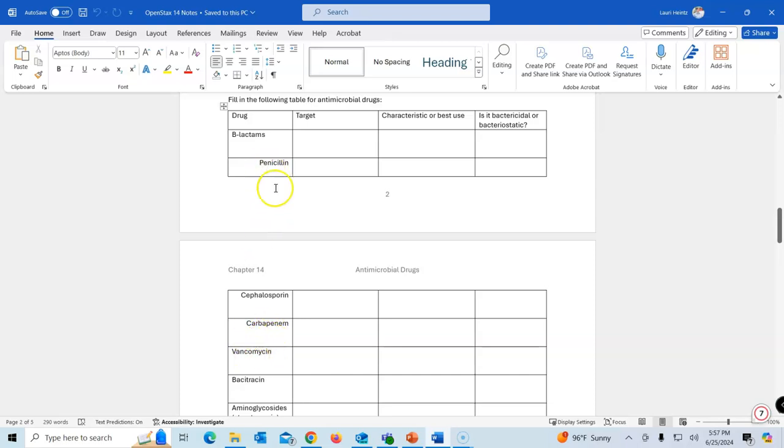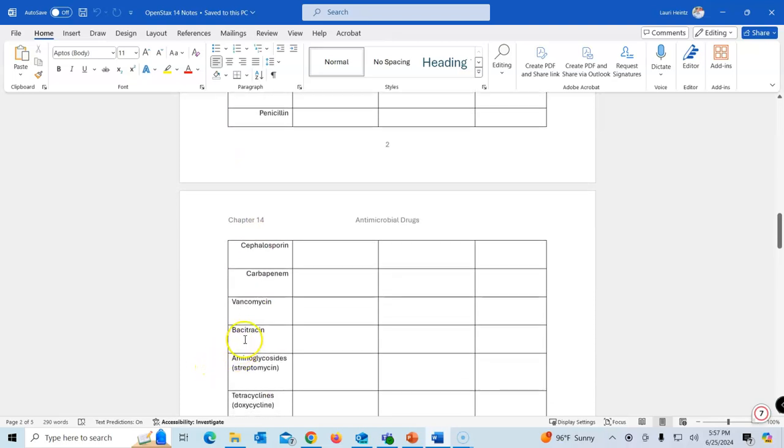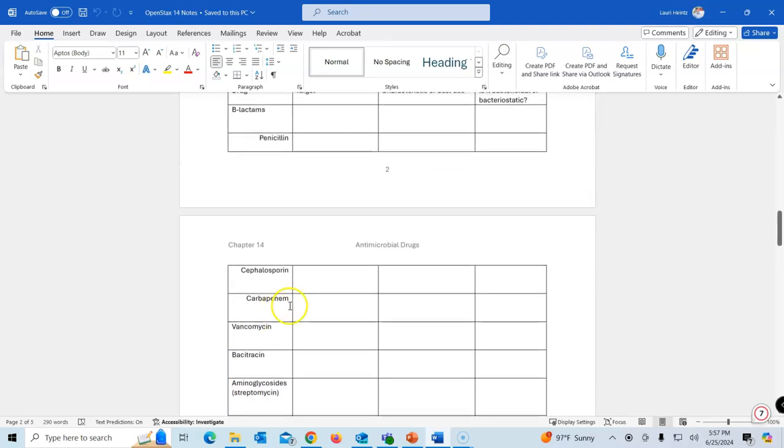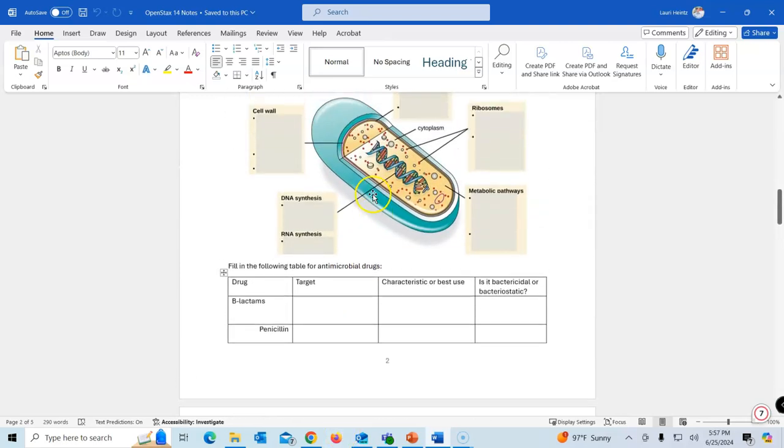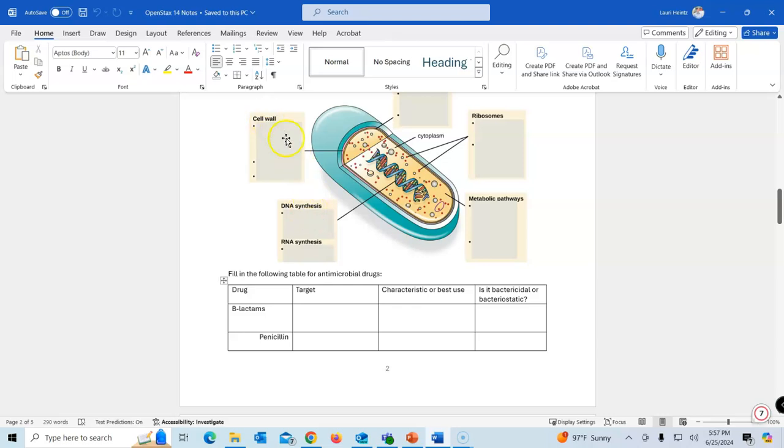Notice that I tabbed those over. Vancomycin is not a beta-lactam, so that's why that's back over left justified. All of these are different classes. The target is, again, is it hurting the DNA? Is it hurting the cell wall? Is it interfering with the metabolic pathway?